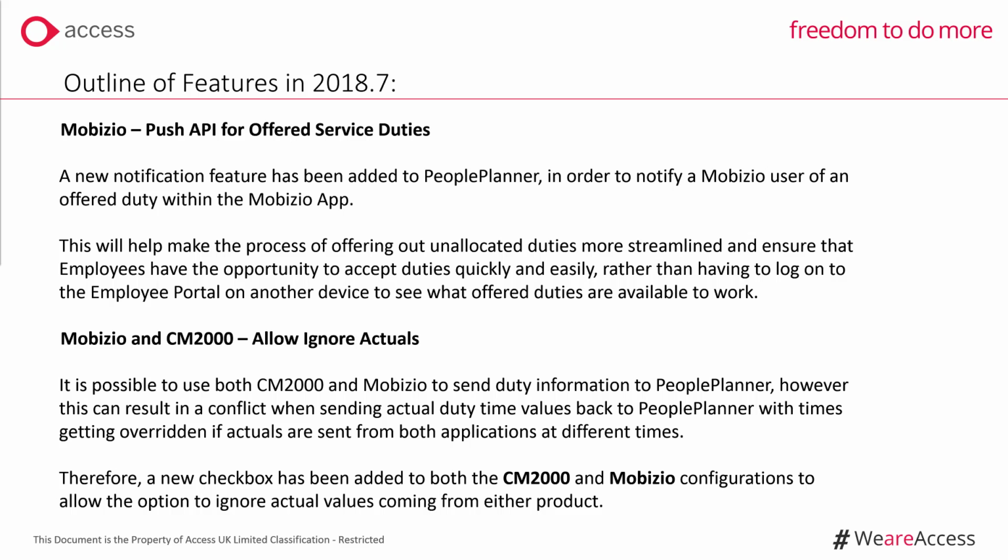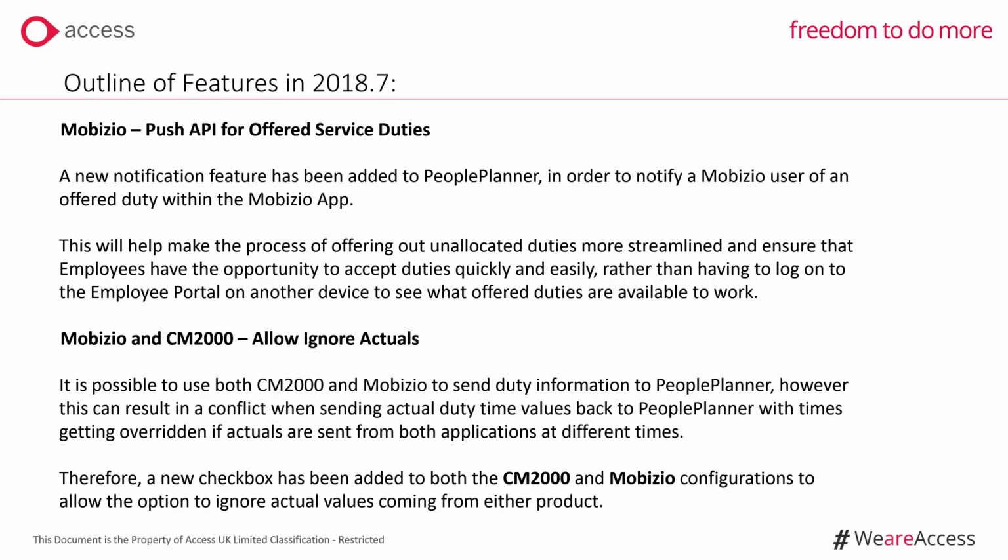And now for a brief outline of the features in our 2018.7 release. A new notification feature has been added to People Planner in order to notify a Mobizio user of an offered duty within the Mobizio app. This will help make the process of offering out unallocated duties more streamlined and ensure that employees have the opportunity to accept duties quickly and easily, rather than having to log onto the employee portal to see what offered duties are available to work.